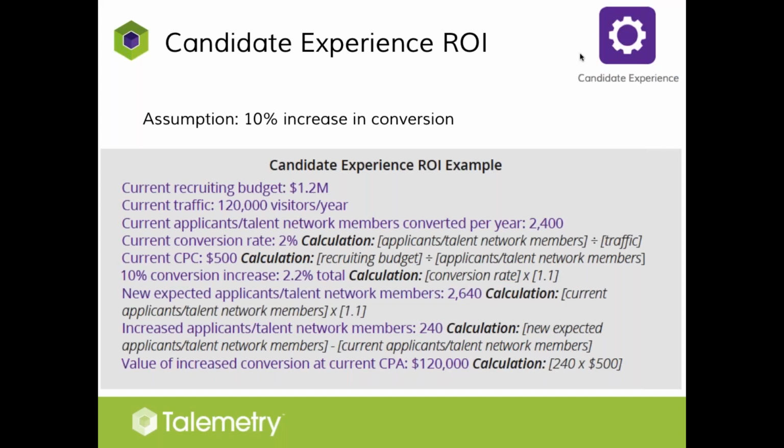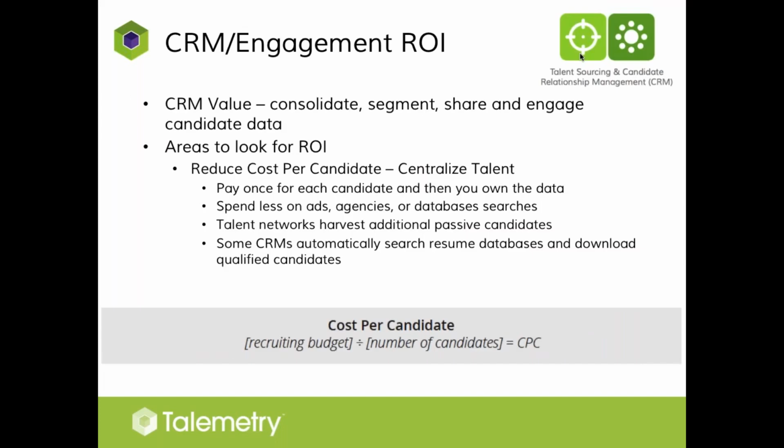And if you take those additional applicants and you multiply them by your $500 cost per candidate, right? Because you've already calculated that, that's a pretty steady number. Your ROI for this particular scenario would be an additional $120,000 in value. So whatever efforts you go through to increase your capabilities, to increase your conversion rates, adds up in this example scenario as $120,000. All right, so that's sort of a broad overview of how you go about calculating ROI for specific candidate experience improvements. Now, let's talk a little bit about CRM.